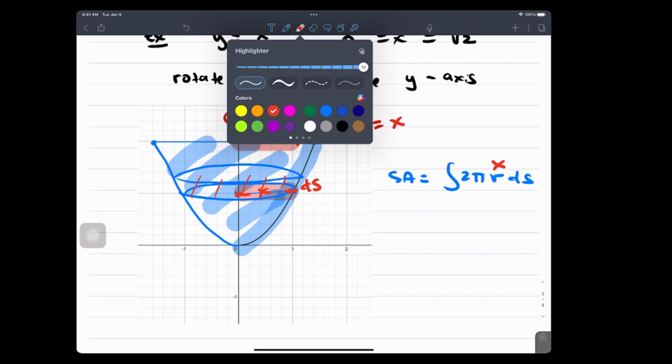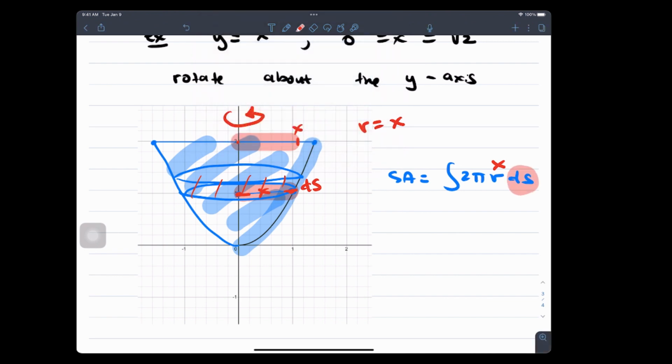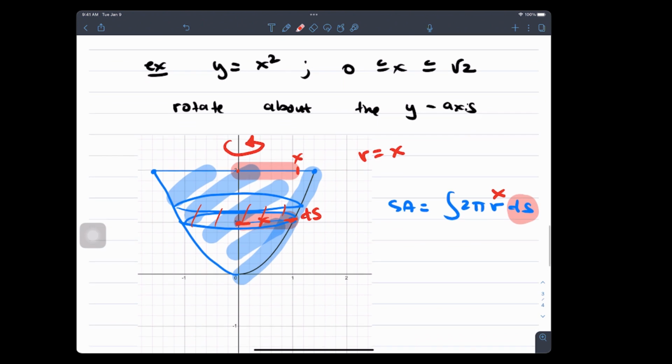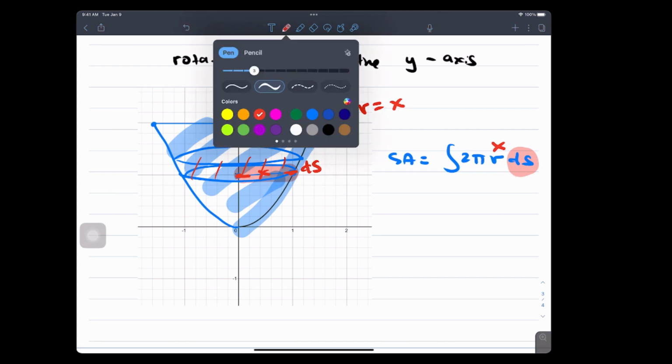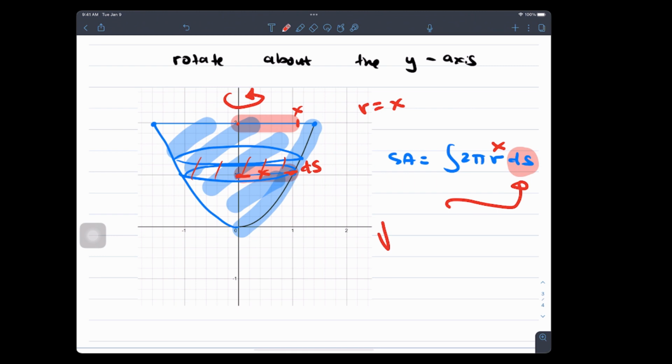So the question now becomes, what ds do we need if that radius is x? It's not f of x. The radius is just x. What's our ds? Let's do an arrow here. So the ds now, again, has to be the one that has that dx, because you have to integrate this. And here, yes, x goes from 0 to what? Square root of 2. So in this case here, you got to be careful. Even though you're rotating about the y-axis, that radius there is the x value.